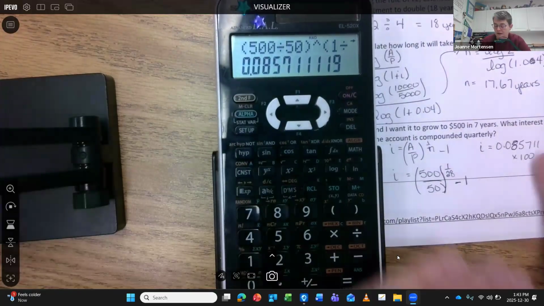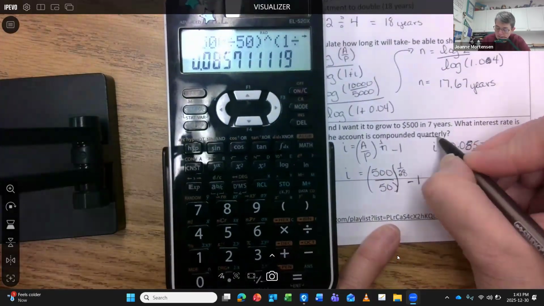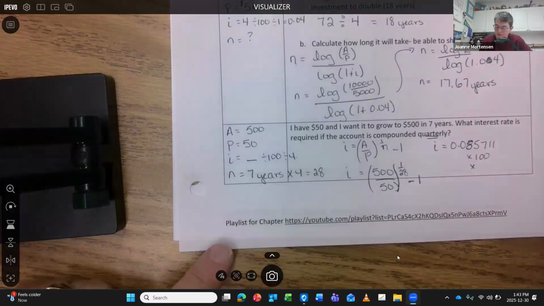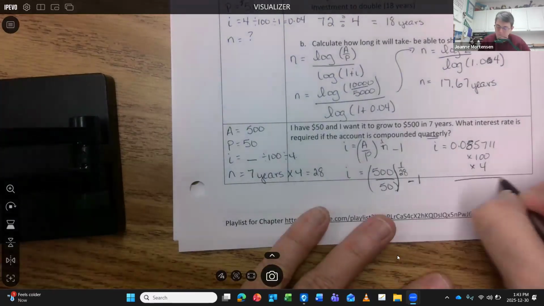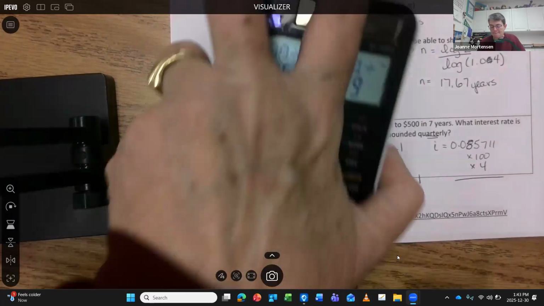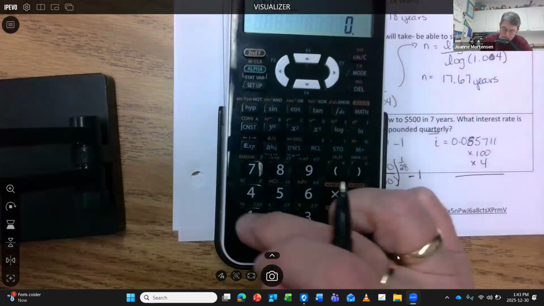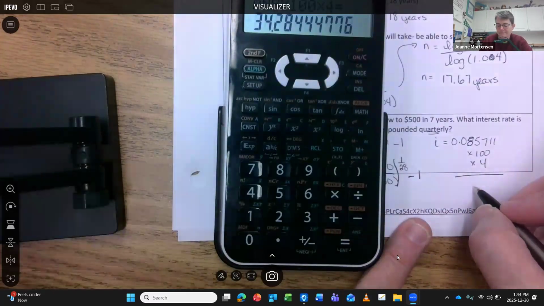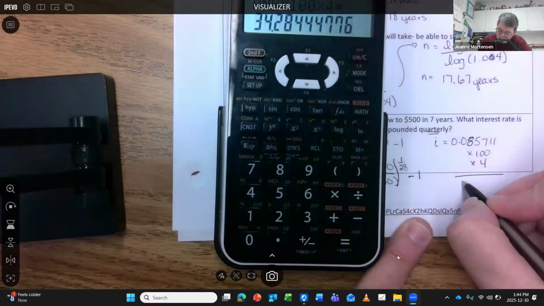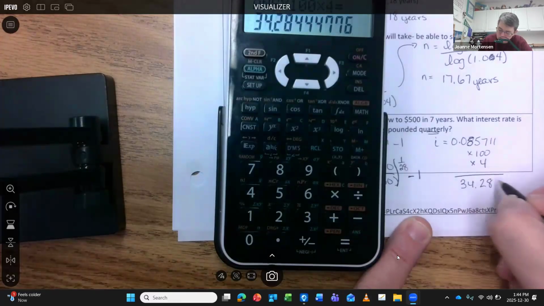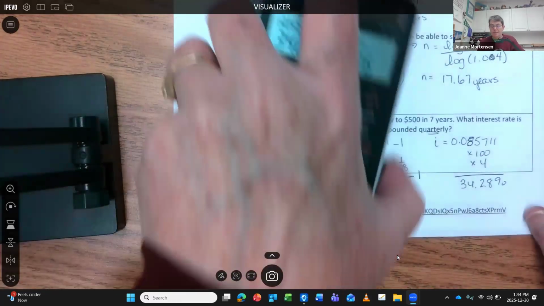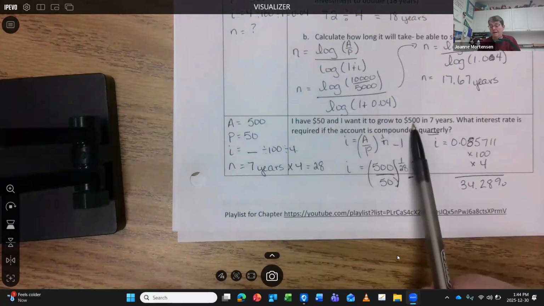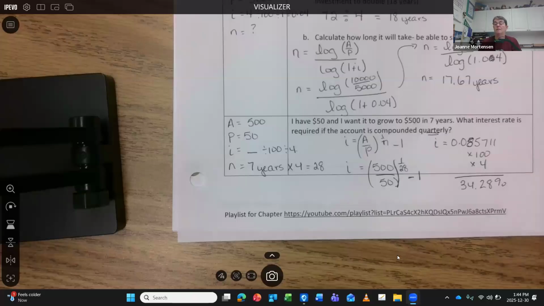We're going to multiply by 100. And we're also going to multiply, this is quarterly. And way over here, I had to divide, so I got to go backwards. So I'm going to multiply by 4. Times 100 times 4. I'm like, seriously? Hold on. 34.28%. That seems really, really big. But I started with $50 and it's going to be 10 times as much in 7 years. Yeah, that's going to have to be a really high percentage.